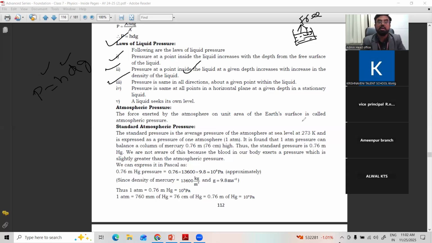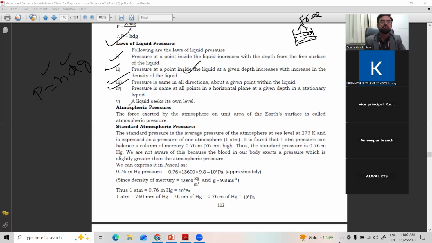The third one you can see. Pressure is the same in all directions about a given point within the liquid. Within the liquid, pressure is the same from all directions. All the molecules of liquid exert the same pressure from all directions. Next, pressure is the same at all points in the horizontal plane at a given depth in a stationary liquid. When the liquid is stationary, right? So lateral pressure, the stationary pressure, is also the same.